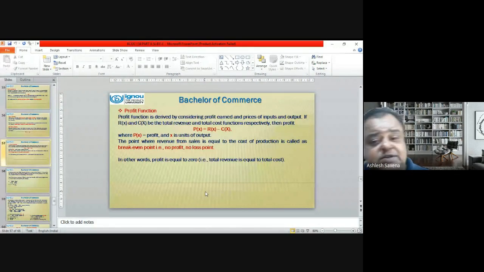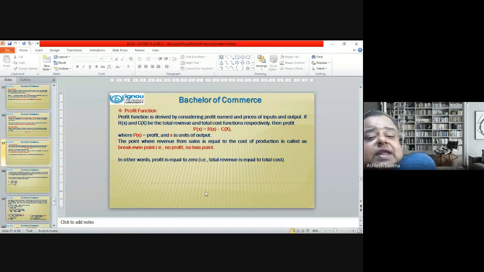Then comes your profit function. The profit function is derived by considering profit, funds, and prices of input and output. If R(x) and C(x) are the total revenue and total cost functions respectively, then profit will be revenue minus cost, P(x) = R(x) - C(x), where P(x) is the profit and x is the number of units of output. The point where revenue from sales is equal to the cost of production is called the break-even point, and that point is where we have no profit, no loss.